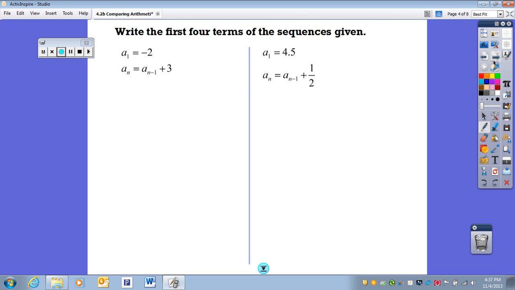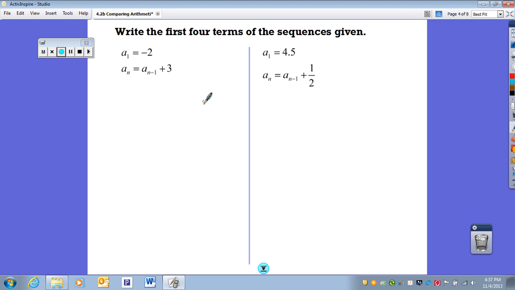Alright, so let's do some examples. We are to write the first 4 terms of the sequences given to us. So if I have my first term, which is -2, it tells me to get to any of the next terms, I simply have to add 3. So if I start at -2 and I add 3, I get 1, and I add 3 and I get 4, and I add 3 and I get 7, and that's how I will get the first 4 terms of my sequence.